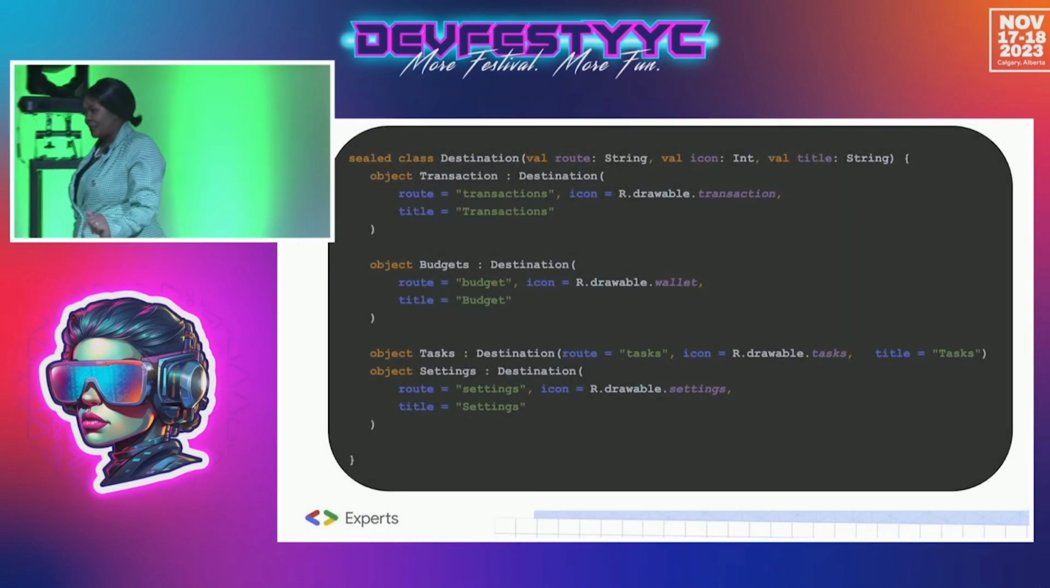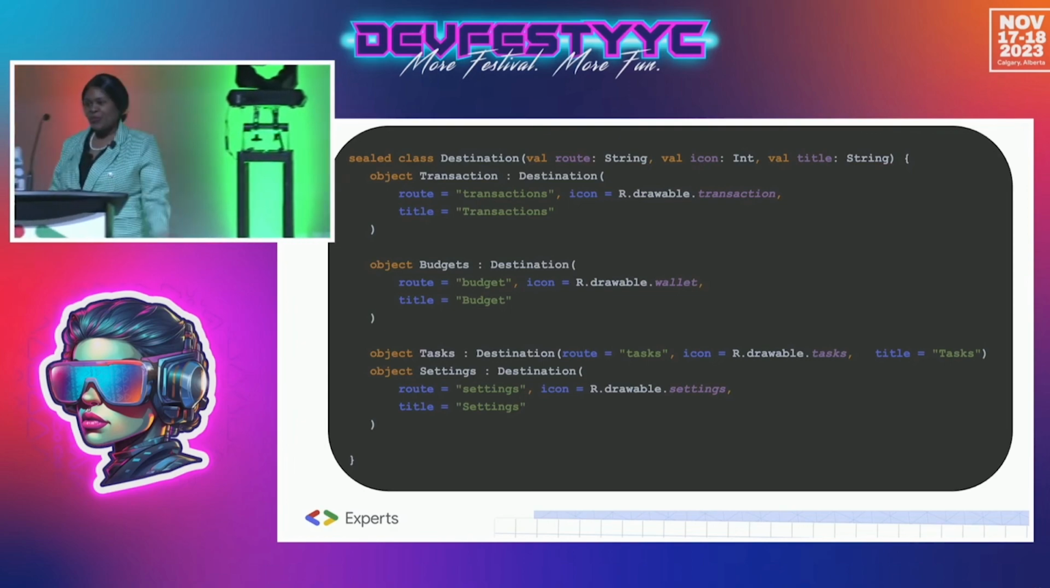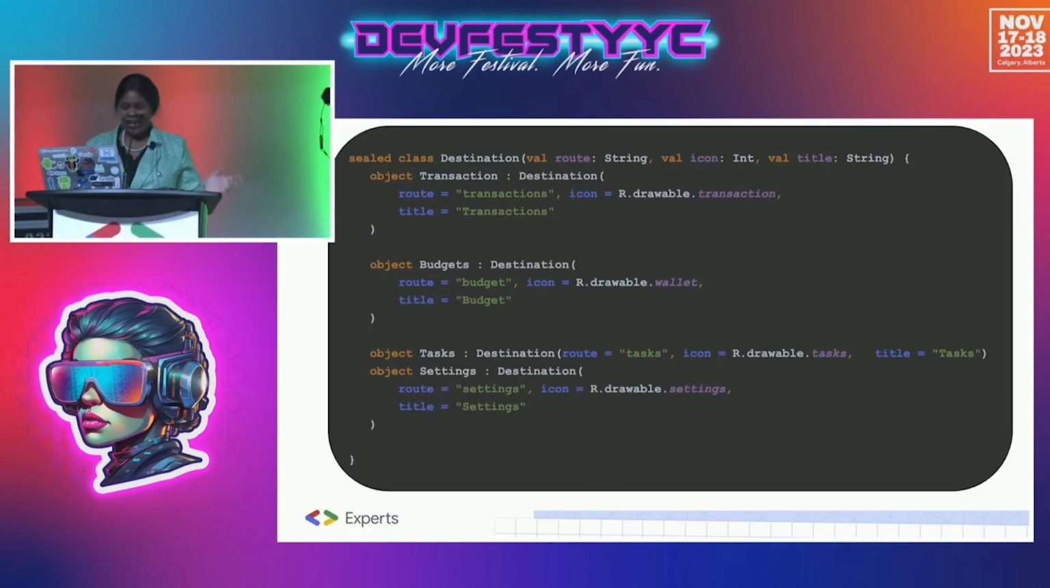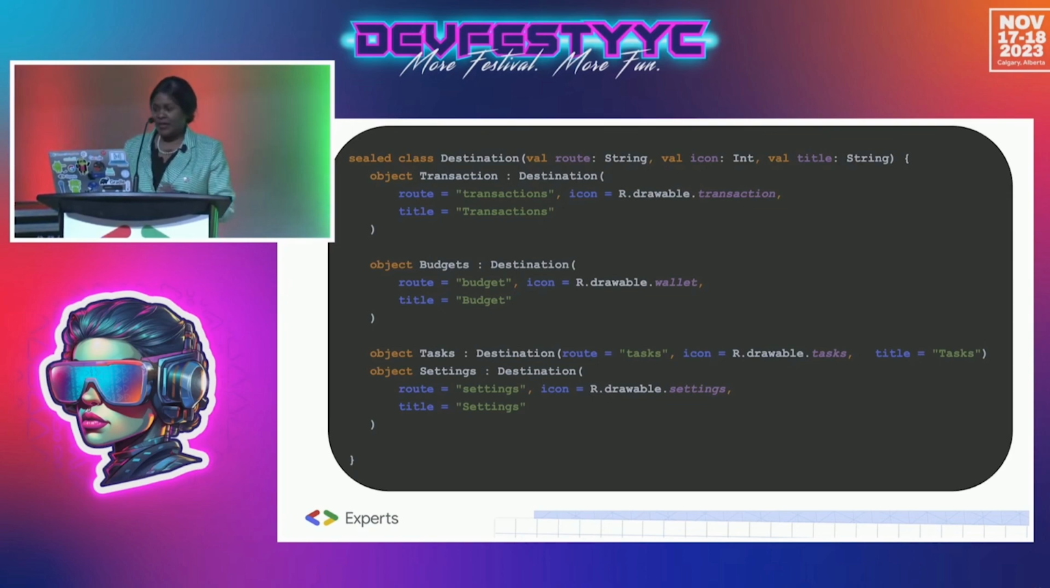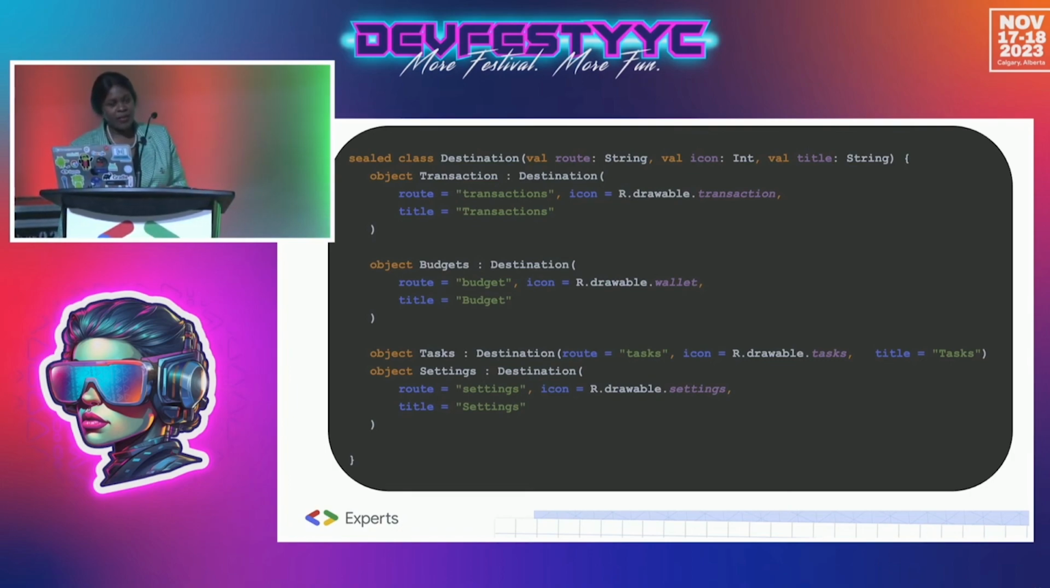So in our code here, as you can see, we have the destination, which is a sealed class. And sealed classes in Kotlin are used for several purposes, mainly to create a restricted class hierarchy that is useful in a variety of scenarios. That can be, number one, limited inheritance, grouping related types, and pattern matching.